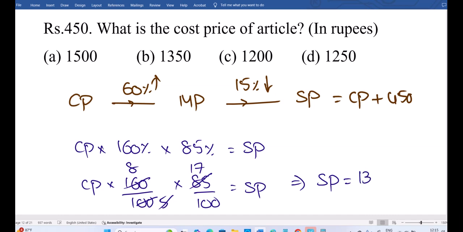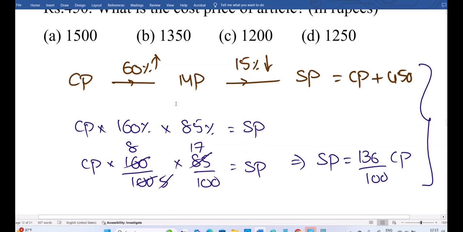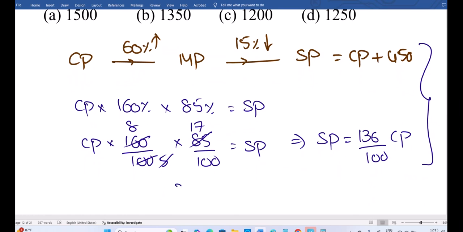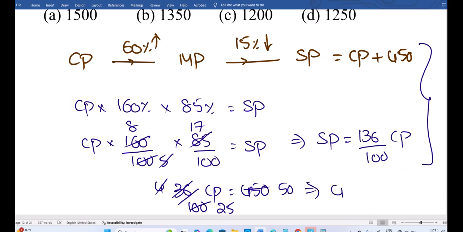136 divided by 100 into cost price, and selling price is cost price plus 450. You can compare those two, you can easily identify the cost price value. 36 divided by 100 CP equals 450. So cost price is 1250.